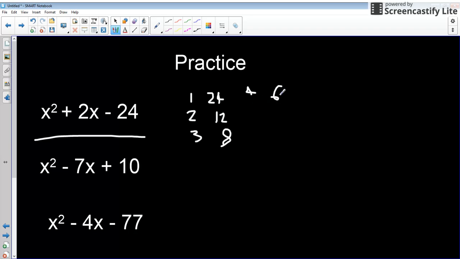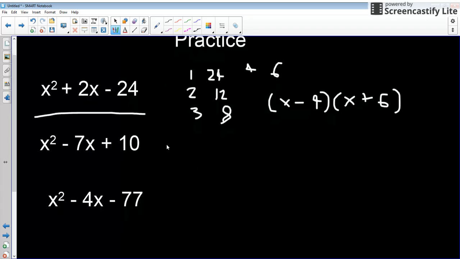And I know that 6 minus 4 is 2, so that tells me that the minus should go on the 4. And this is the factored binomial pair. I have x minus 4 times x plus 6, and I could check my work, but I'm not going to. Let's try the next one.